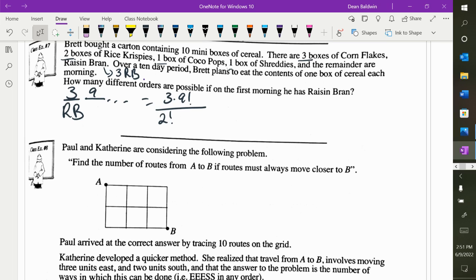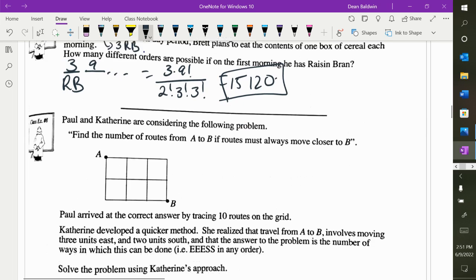Is there anything else that repeats? Raisin Bran repeats. There's 3 of those. And there's 3 cornflakes. And if you do all that, you get 15,000 different ways. So the next time you're camping and you're eating your mini cereals, you can let everybody know. I want you to think about all the different ways you could eat your boxes of mini cereal.